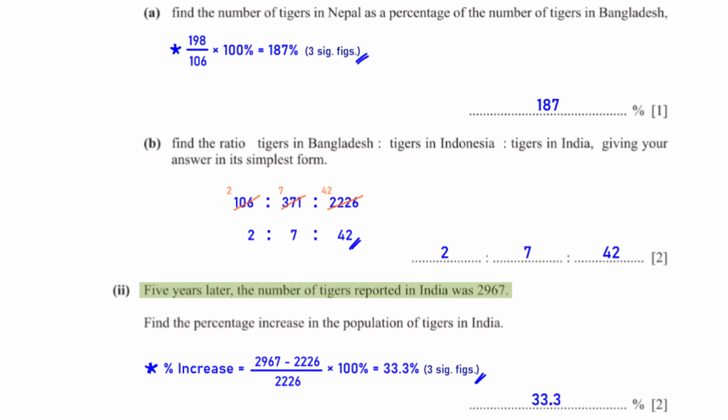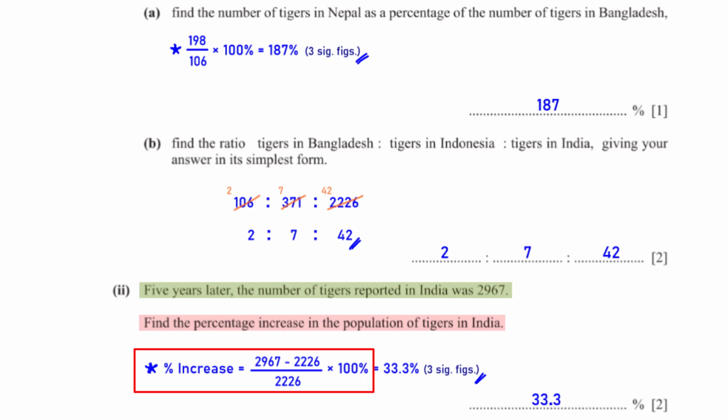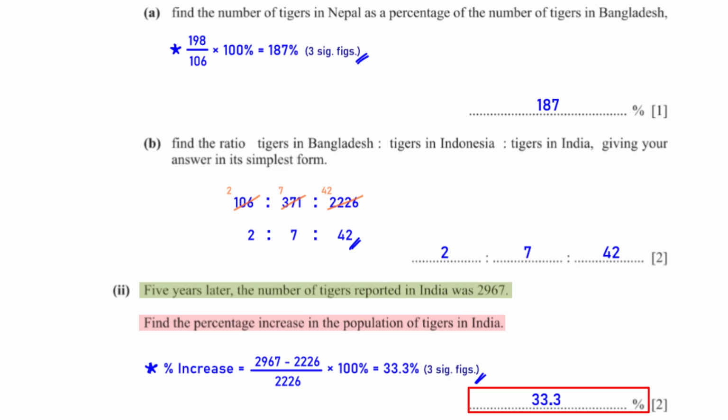5 years later, the number of tigers reported in India was 2,967. Find the percentage increase in the population of tigers in India. The percentage increase is equal to the increase in tigers, which is 2,967 minus 2,226, divided by the initial number of tigers, which was 2,226, times 100%. This gives us 33.3% rounded to 3 significant figures.